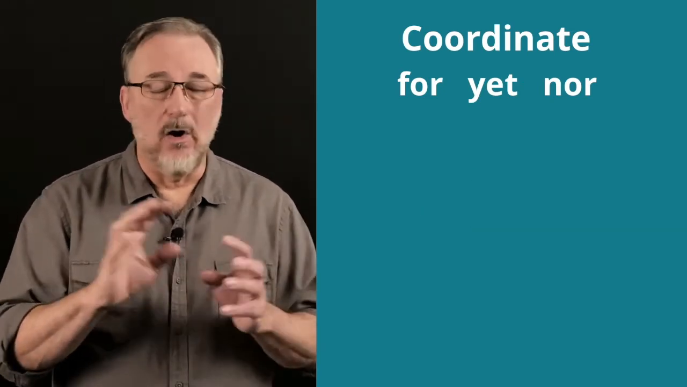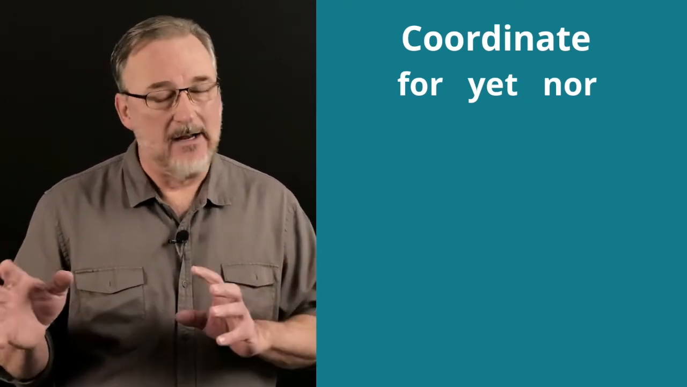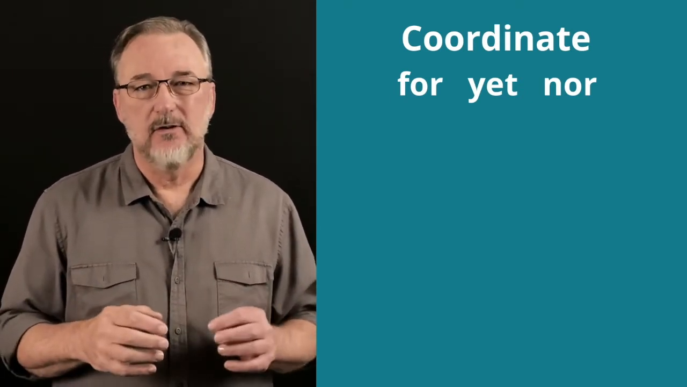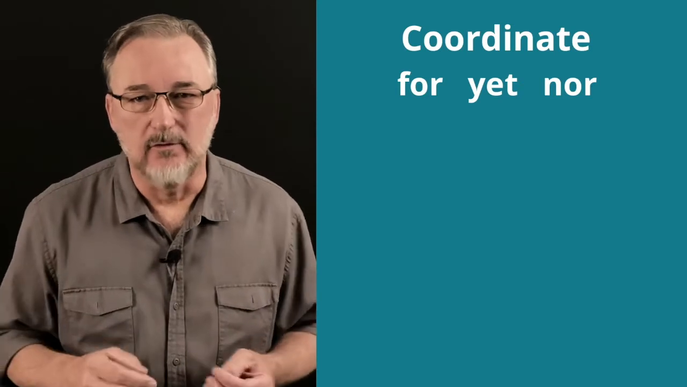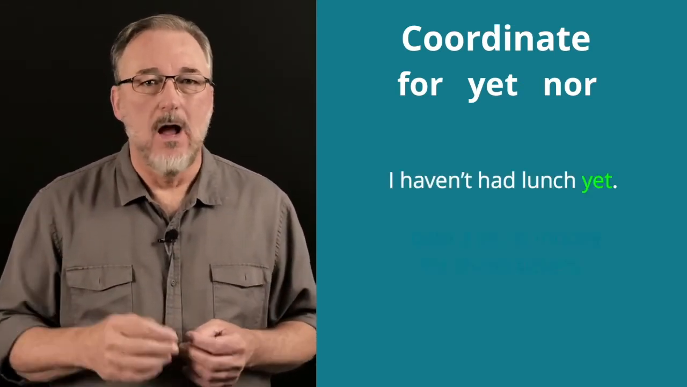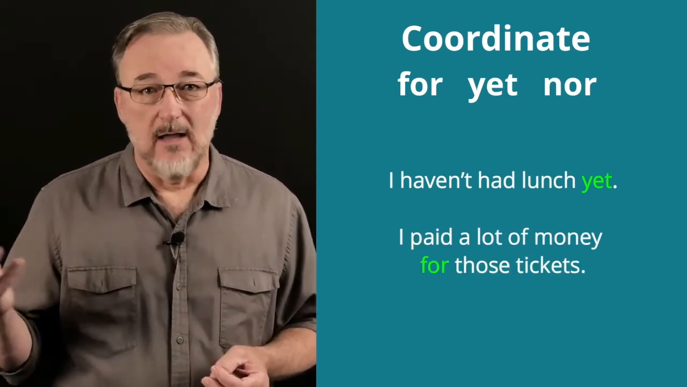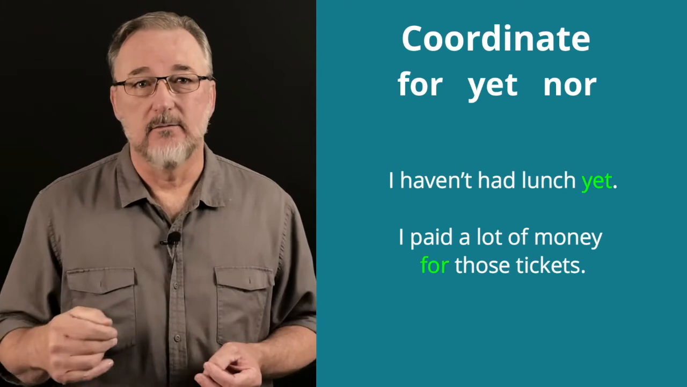For and yet are also used in different situations with different meanings, not as coordinating conjunctions, but this happens with lots of words. They have more than one use and more than one meaning. For example, I haven't had lunch yet. I paid a lot of money for those tickets.